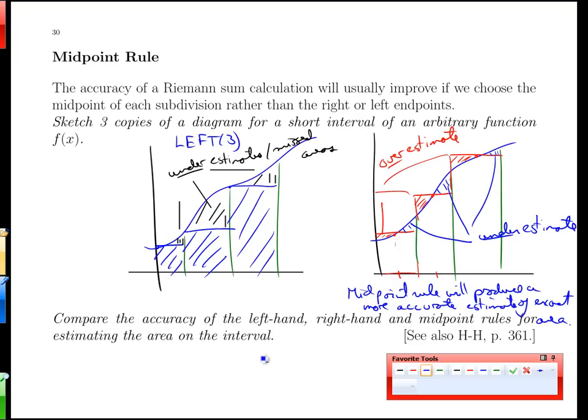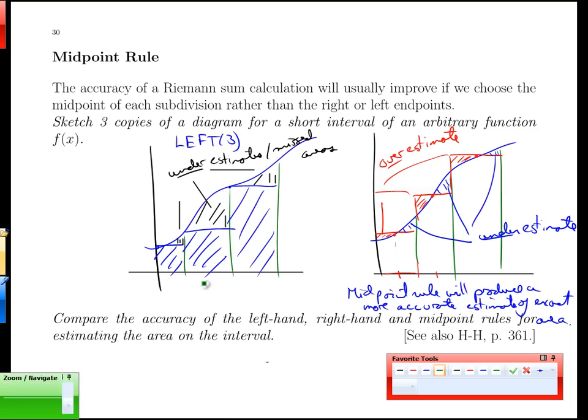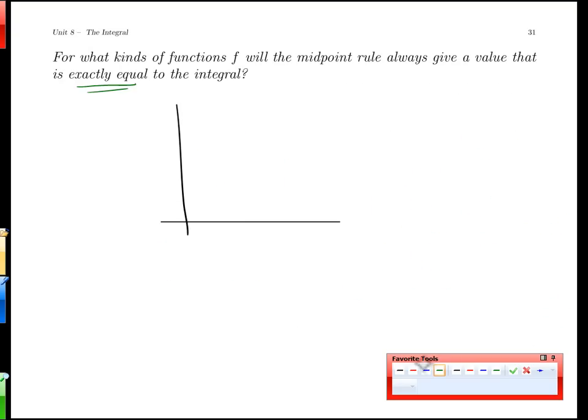Let's see if we can make that a bit more concrete here. In fact, we can even get more accurate. Let's take a graph here again, like so. And what kinds of functions will the midpoint rule produce a value that is exactly equal to the integral? Well, we can get some inspiration from that last diagram. The midpoint would give us exactly the right area if the overestimate and the underestimate were the same every time. And that would happen if our graph were linear.